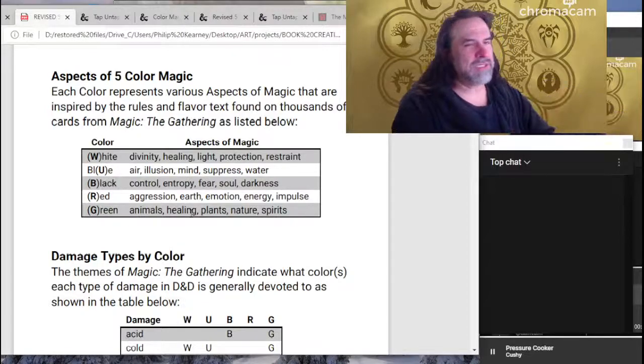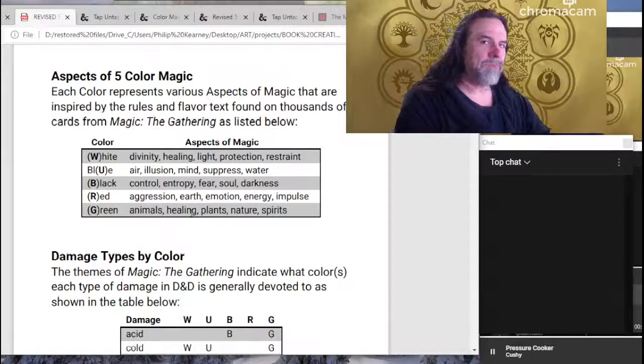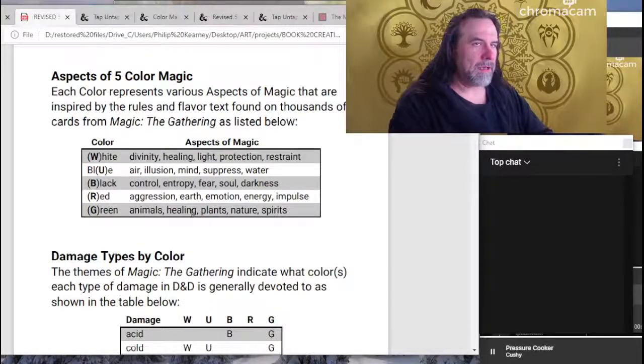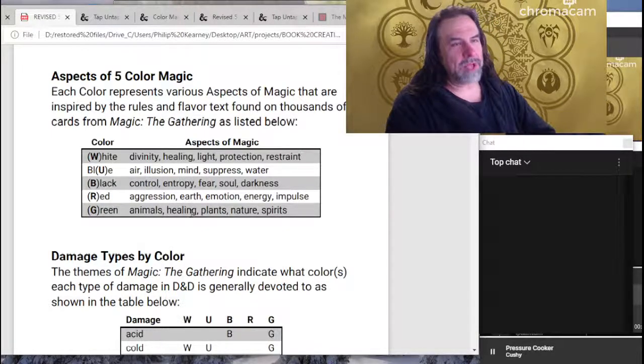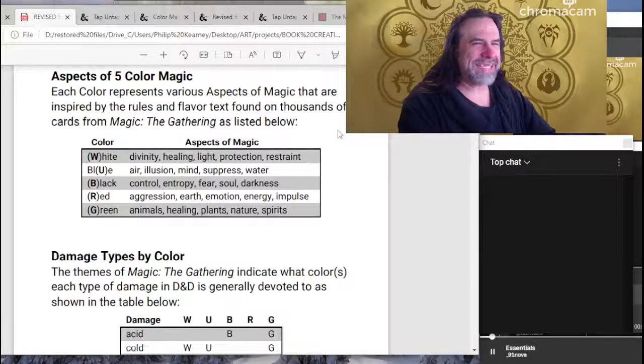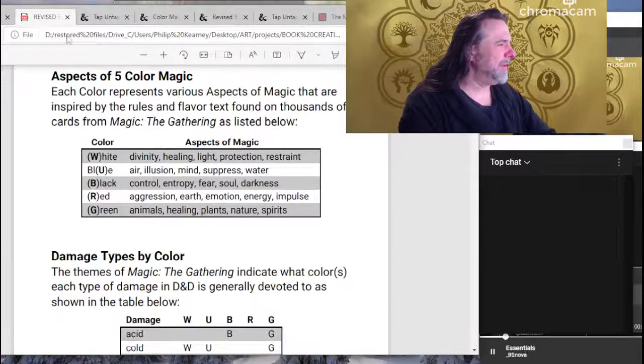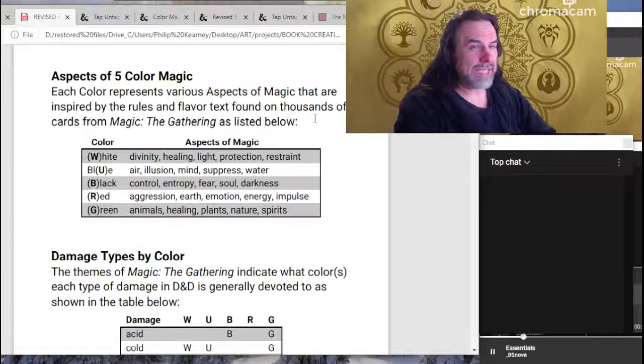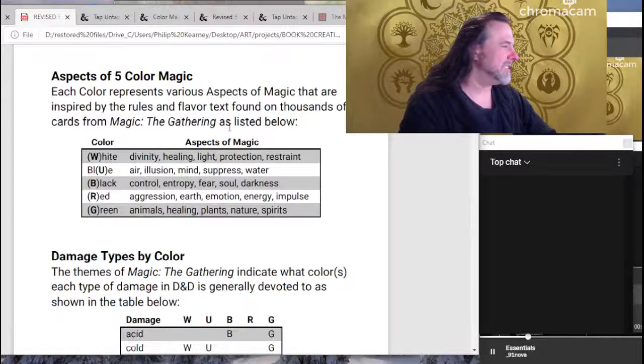But these books specifically are making the mechanics of D&D work inside of the color paradigm. For example, here are some aspects of magic that exist inside of Dungeons & Dragons that resonate with the colors from Magic the Gathering. And you can read them here, hopefully as easily as I can. Divinity, healing, light, protection, restraint. These are mechanical ideas that you see in Magic the Gathering white cards.